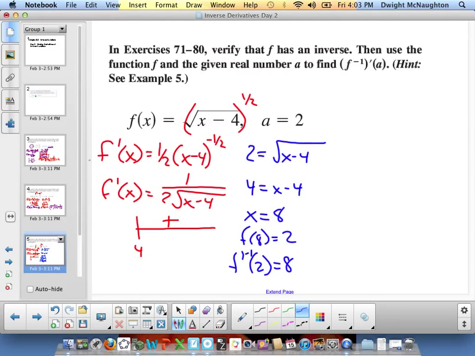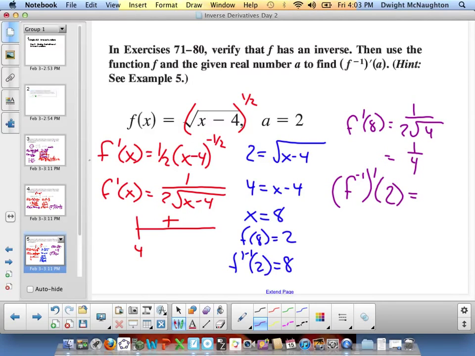So if we're looking for the derivative of the inverse at 2, we need to find the derivative of the function at 8. Right? f prime of 8 equals 1 over 2 times the square root of 8 minus 4, which is 4. So that's 1 over 4. So f inverse prime of 2 would be the reciprocal of that, which is 4.